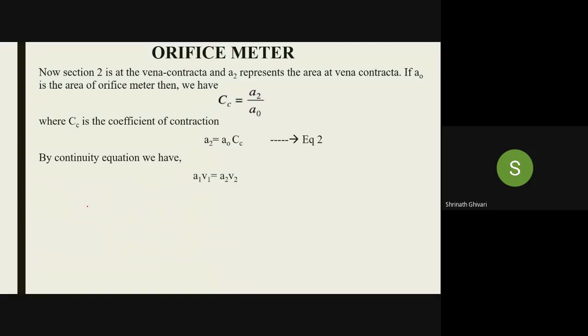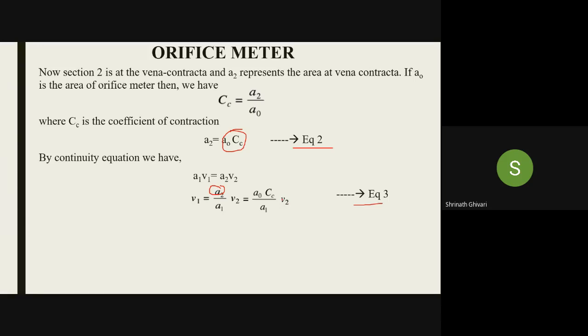Now V1 equal to A2 by A1 into V2. Now substitute the value of A0 into Cc in A2. So you will get V1 equal to A0 into Cc divided by A1 into V2. This is your equation 3. So equation 1 is V2 equal to square root of 2gh plus V1 square. This is equation 2 and this is equation 3, A0 Cc divided by A1 into V2.